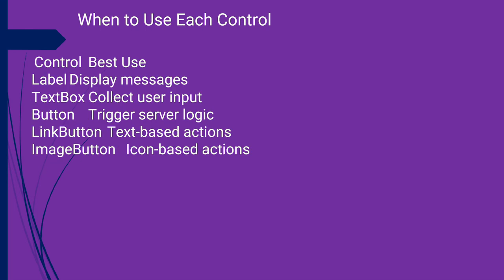Use labels to show messages, text boxes to collect inputs, and buttons to trigger actions. Link buttons and image buttons enhance navigation and style.